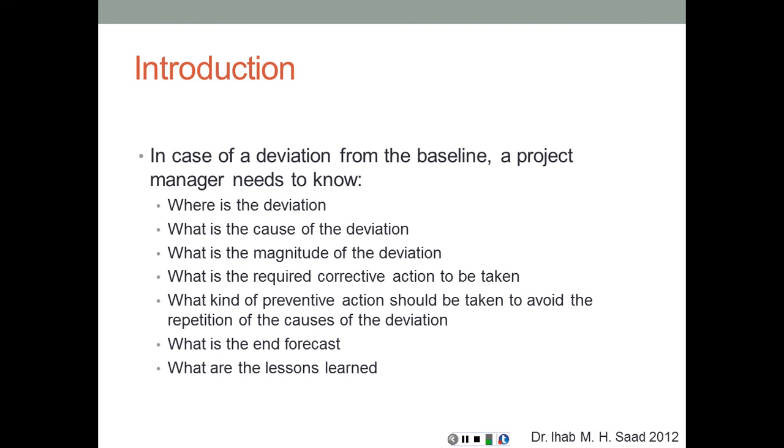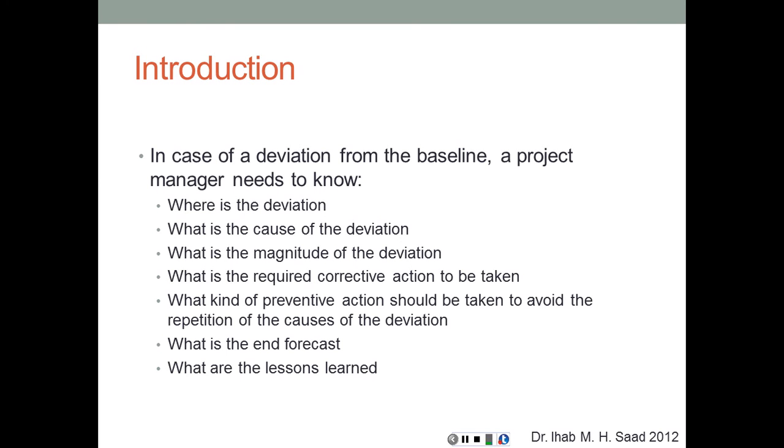Again, if we're talking about a 3-year project and we have a deviation of 3 days, no big deal, we can recover that very easily. But if we're talking about a project with a 6-month duration and we have 3 weeks of delay, this is really considerable. So once we analyze the deviation and we know its magnitude, what's the required corrective action to be taken? How can we correct that mistake?